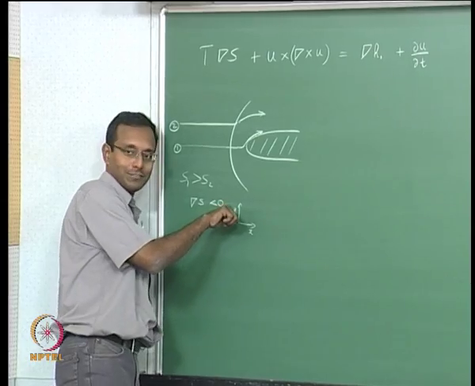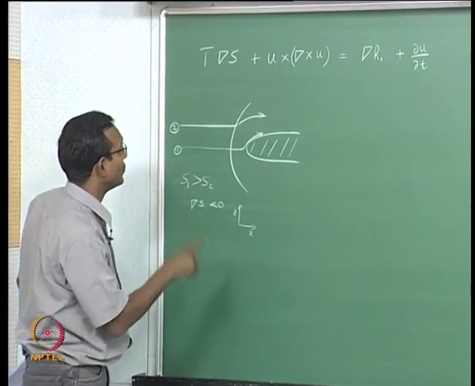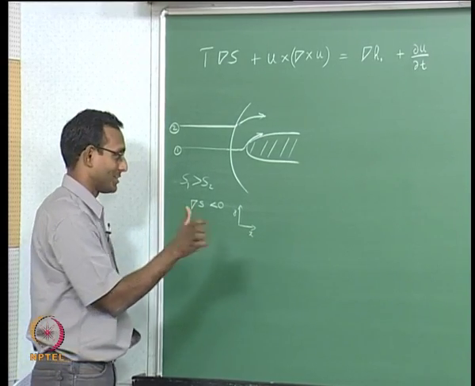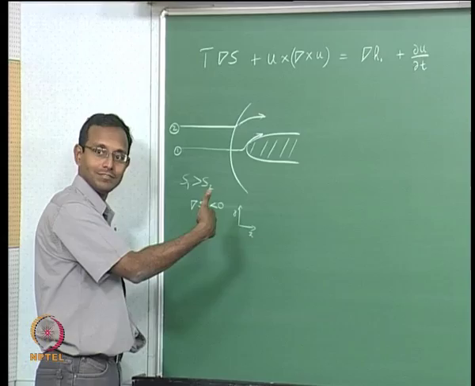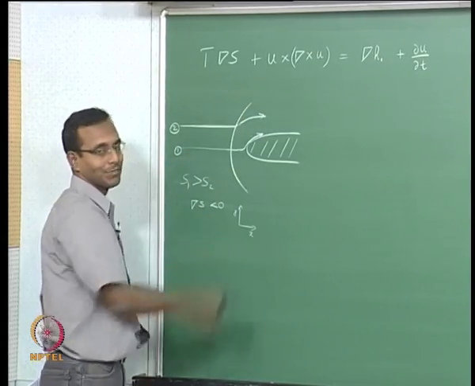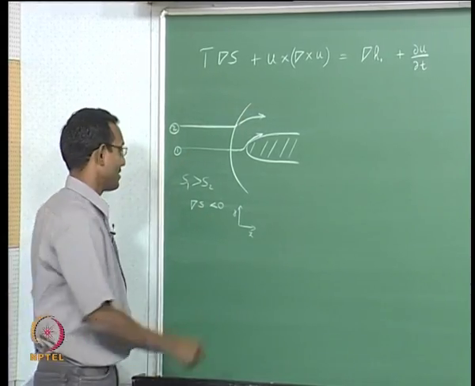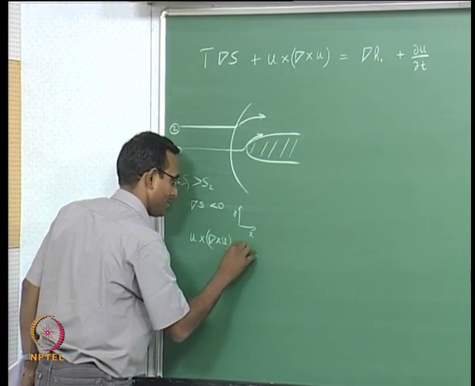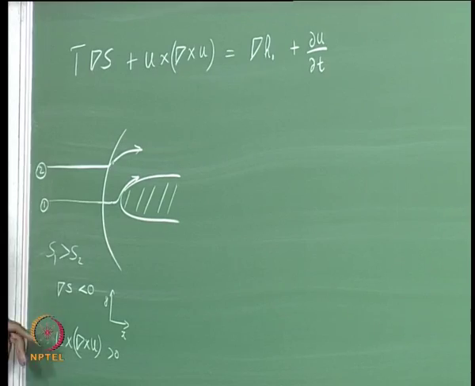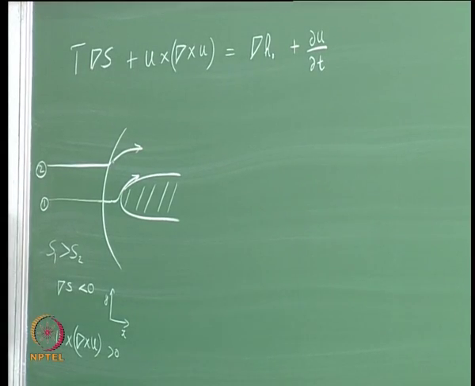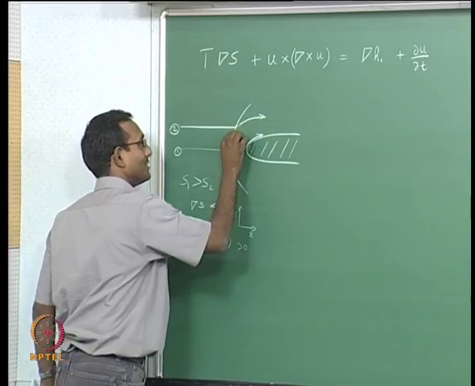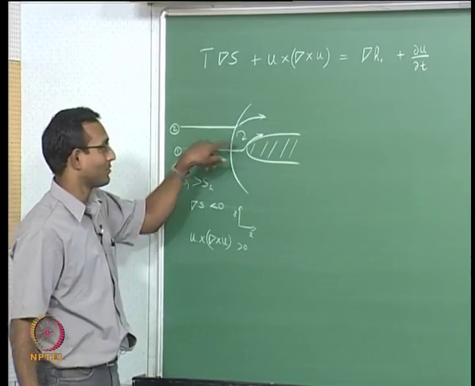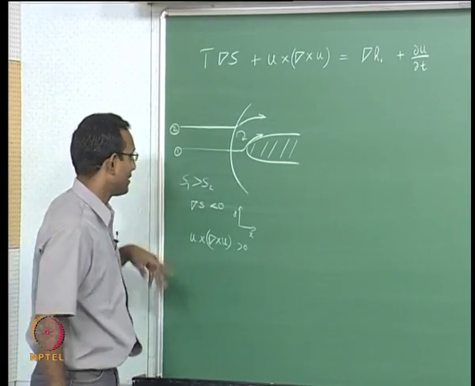Del cross u is negative, and I want to do u cross that. U cross that will be like this. So I am finally getting that term to be positive. So I am finally having u cross del cross u greater than 0. Now I am finding everything is matching. So this is the reason why I am getting a vorticity like this in this flow. That is what is finally happening in there. Okay. This is one example.